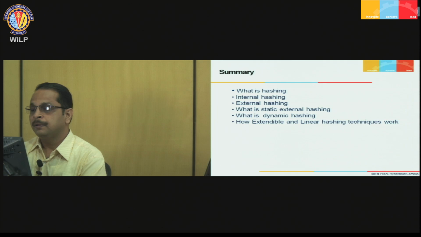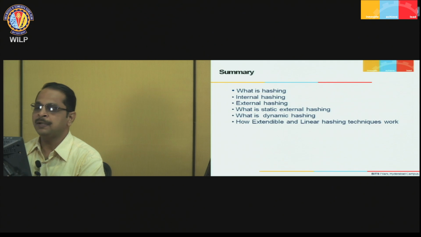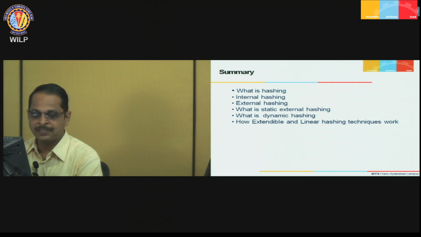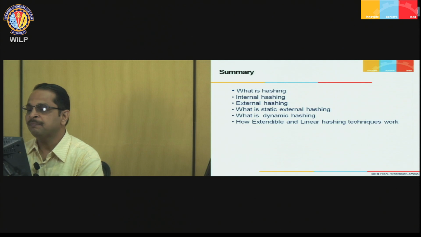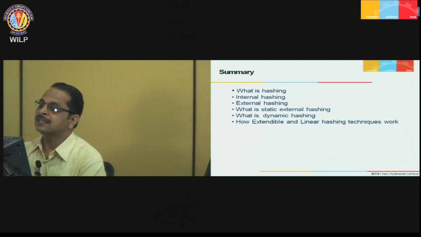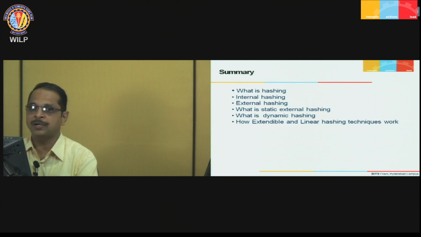So in this session we discussed what the hashing technique is. Hashing technique is there for fast retrieval of the records from the database. We can apply this hashing technique on data files. Such files are called hashed files. We have internal hashing, which is used for files on the RAM. We have external hashing, which is used for files on the disk, hard disk.